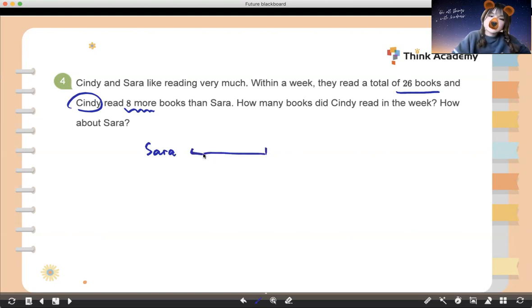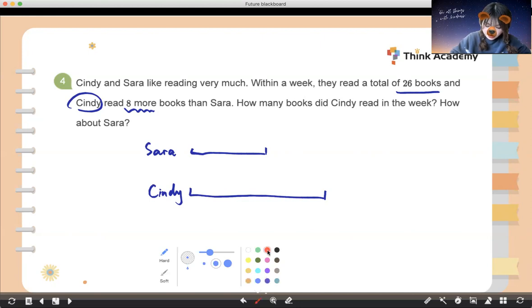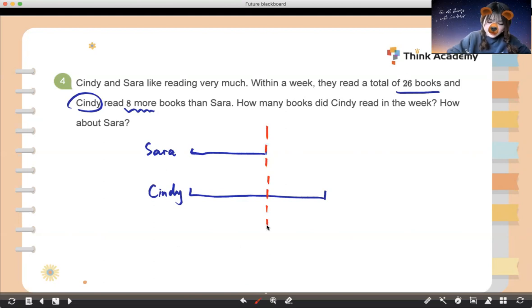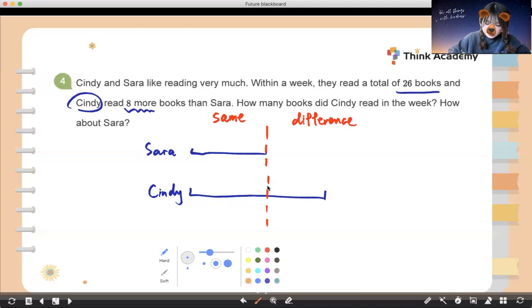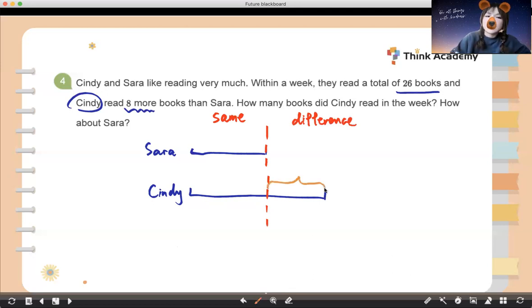So if this is the number of books that Sarah reads, should Cindy have a longer or shorter line? Very good. Cindy should have a longer line because Cindy reads more than Sarah, right? And then we're going to do something here. We are going to separate from here because this line separates the same part and the difference part. Once we know this, it's easy to see what number I should put here. Very good, 8, right? Because this is the 8 extra that Cindy has.